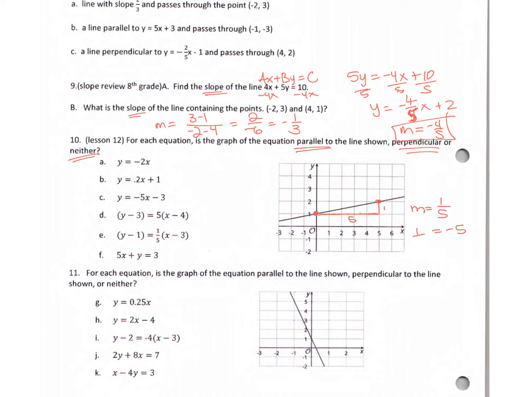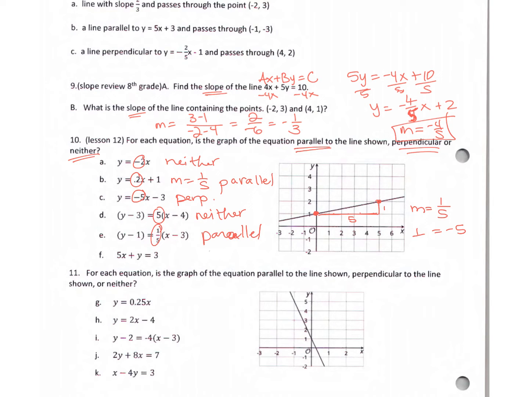So let's go through this. This slope is negative 2, so this guy is neither. This slope is 0.2, but remember 1 divided by 5 is 0.2, so this is actually the same number. So this guy is parallel, they have the same slope. This slope is negative 5, so they would be perpendicular. This slope is positive 5, so it would be neither. It's not 1/5 nor negative 5. This slope is 1/5, so they would be parallel.